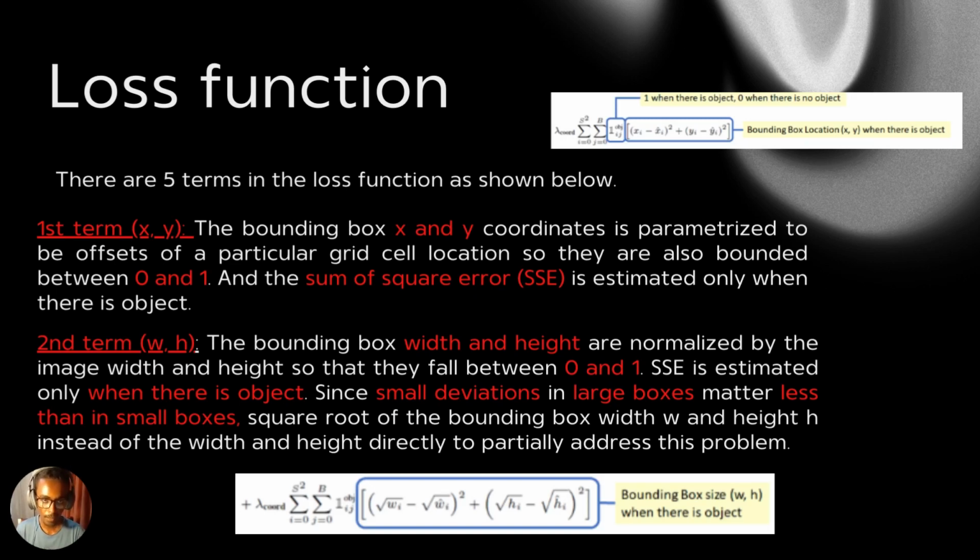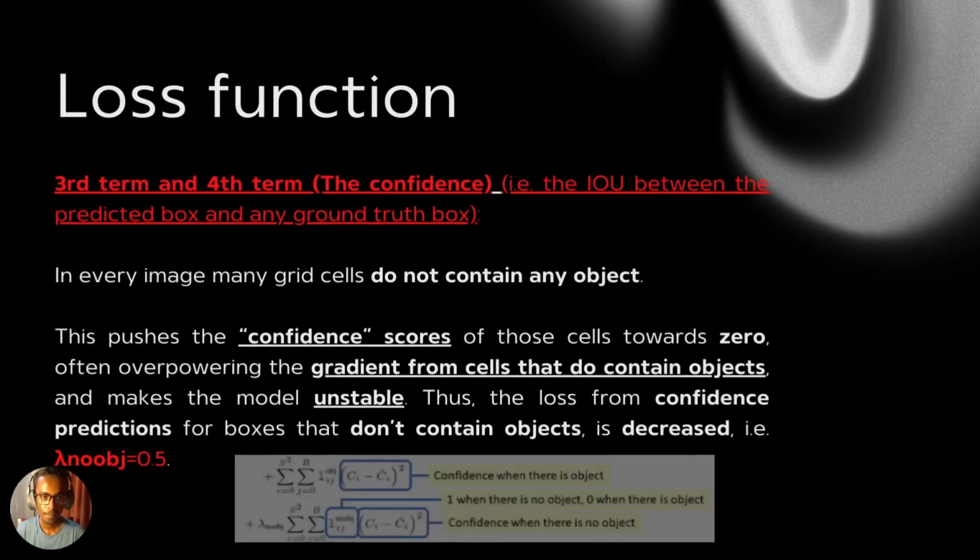Because for larger boxes, when you take the difference, it's going to be much larger, and when you square that difference, it's going to be a very large loss. So when you put them under the square root, it's going to minimize that deviation. So the second loss is just responsible for minimizing the loss for the width and the height.